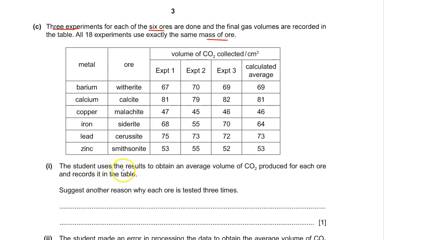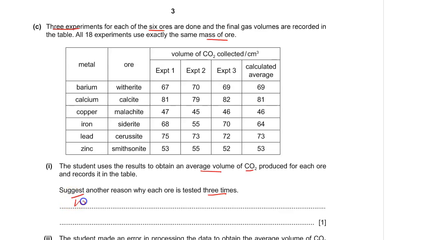The student uses the results to obtain an average volume of carbon dioxide produced for each ore and records it in the table. Suggests another reason why each ore is tested 3 times. Of course, every experiment should be repeated, and this is for the purpose of improving the reliability of your results.